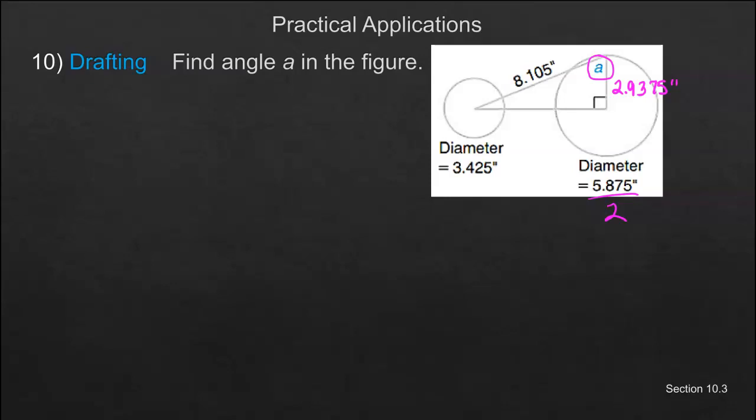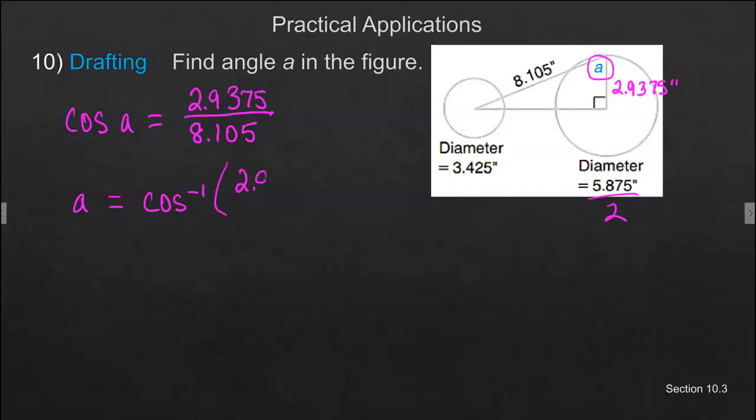And that means that I have got the adjacent side and the hypotenuse, right? I don't have to do anything with the opposite side. That would make it way more complicated, as you can see. So we're going to say cosine of A is equal to my side adjacent, 2.9375. We're dividing that by 8.105. Once again, we are finding the angle measure, so that's going to be the inverse of cosine, or cosine inverse, however you want to say that.